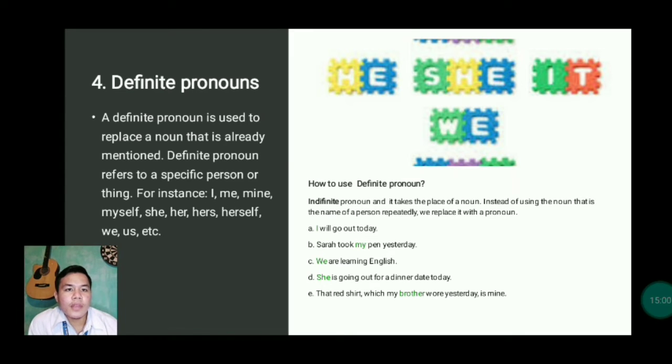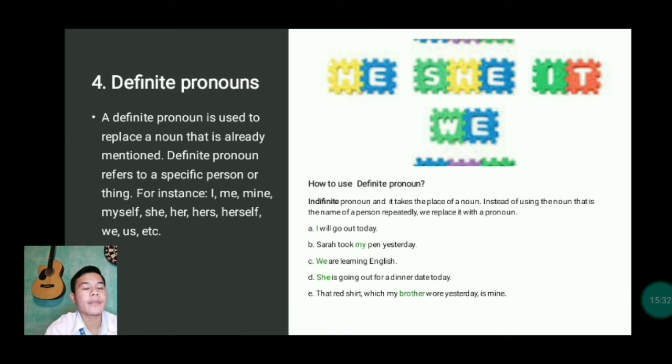And here are the definite pronouns. A definite pronoun is used to replace a noun that is already mentioned. A definite pronoun refers to a specific person or thing. For instance: I, me, my, mine, myself, she, her, hers, herself, we, us, etc. So if you see those in the picture, it says he, she, it, we. So that is definite pronouns.